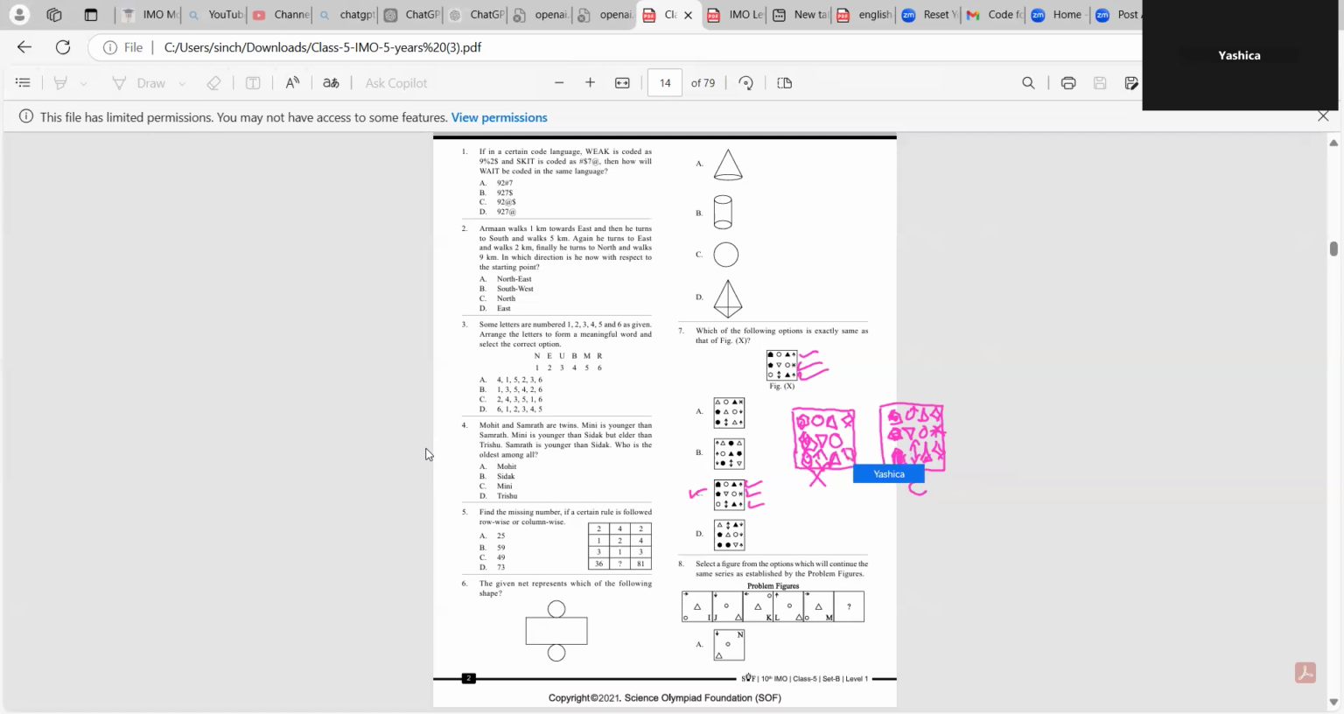So option C is exactly same as figure X, and the correct answer is option C.